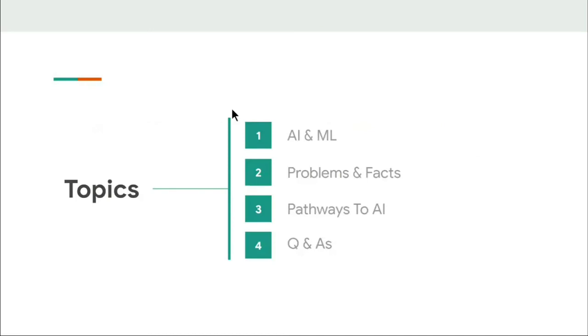On the agenda, we talk about AI and machine learning definitions and set the level. Then we talk about some of the problems for why a lot of people are still at a very early stage in exploring AI, and also some facts and numbers that I'm going to share. Then I'm going to introduce different pathways, tools, and platforms to implement AI in different ways.